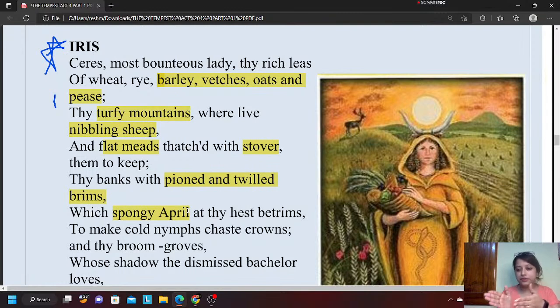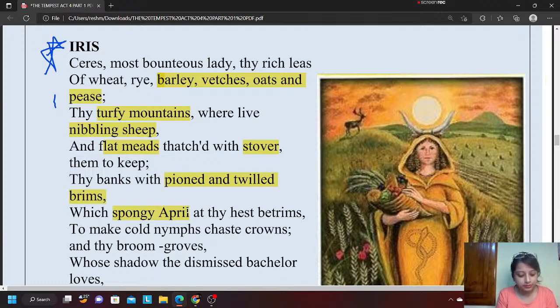Now beside the rivers, that means by the banks of the rivers, what grows? Small flowers. And those wild flowers are collected by whom? By the nymphs that stay in the water. Okay, nymphs are also spirits who live in the water. And they use those small little flowers to make their crown. Okay, flower crown.